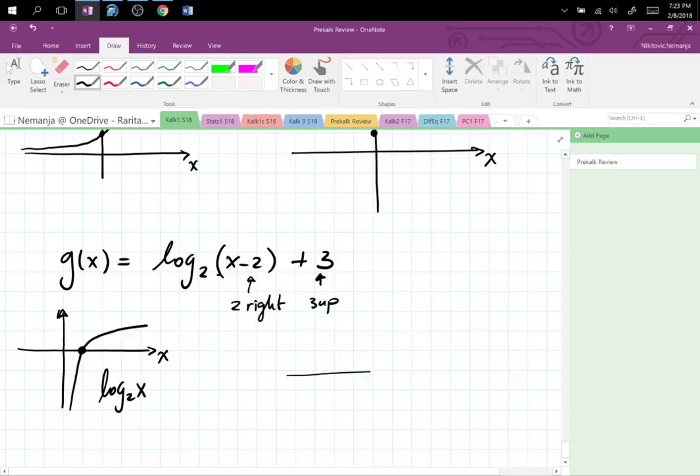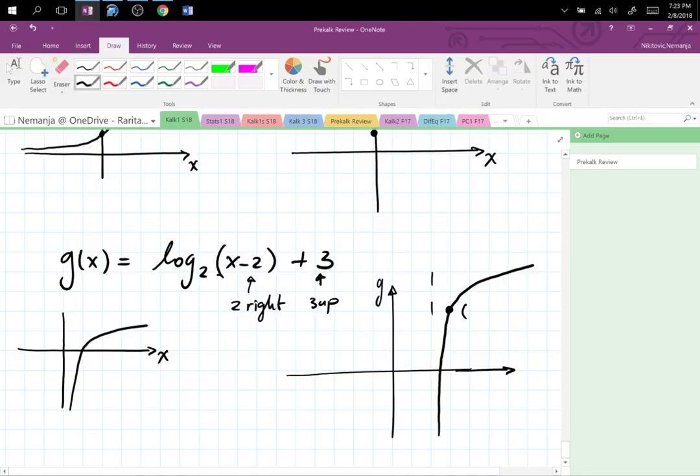So now we have a shift to the right 2 units, which means that your vertical asymptote that used to be the y-axis is shifted to the right, which means that the point shifts here, but we also have to shift that point 3 units up. So your log graph now looks like this. And this point that is important is going to be 3, 3.